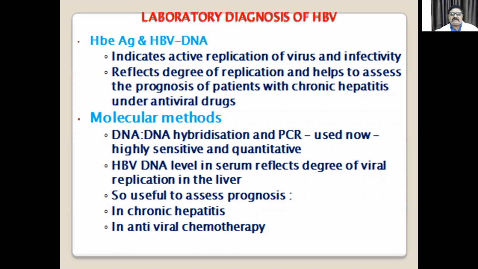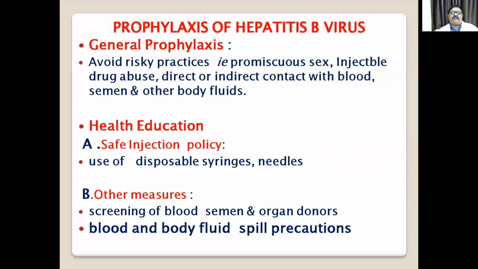And in chronic hepatitis or antiviral chemotherapy, these are the sheet anchors that guide you about the appropriateness of the treatment. And what about prophylaxis? General prophylaxis: avoid risky practices, that is, promiscuous sex. That is, you don't have multiple partners and unprotected sex, and injectable drug abuse, like sharing heroin and all these things, and direct or indirect contact with blood and semen and other body fluids.